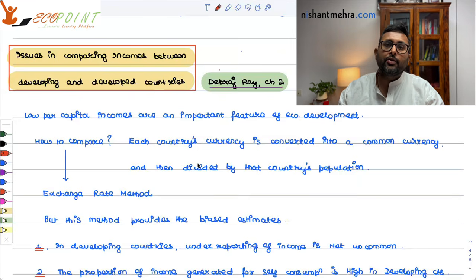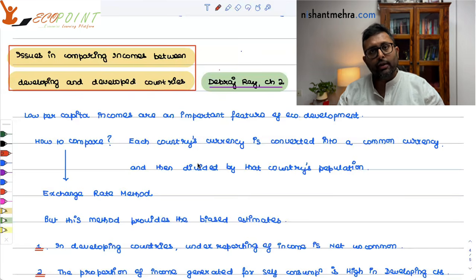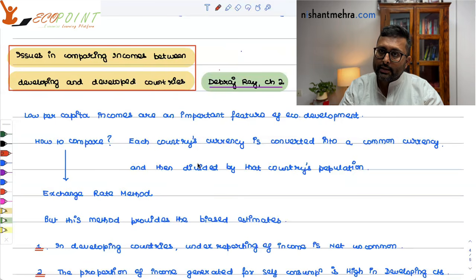Secondly, in developing countries, what we have realized is that there is a very high proportion of output which is generated for self-consumption. For example, farmers, right? When they produce, they can produce for the market and they can also produce for self-consumption. But that is not being traded. The exchange rate method is going to take up only those goods and services which are being traded internationally, right? So there is a tendency that we are leaving apart a huge portion of the incomes which are generated but not accounted. So the exchange rate method does not give much reliable estimates, that is one thing.